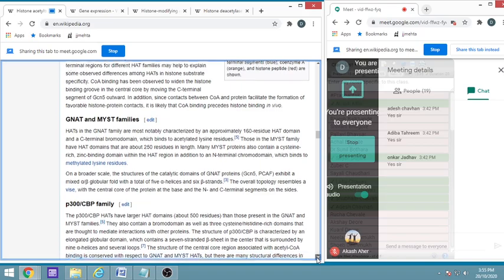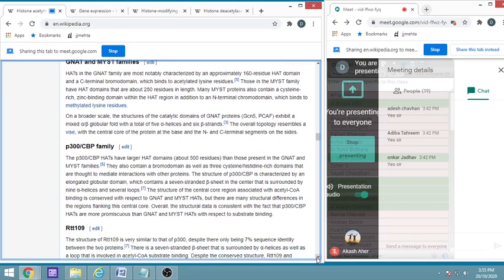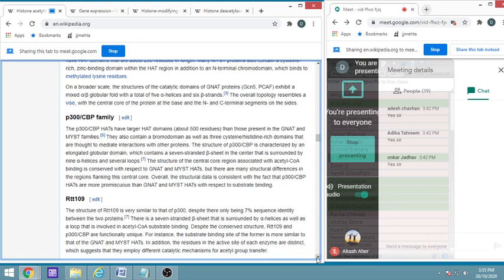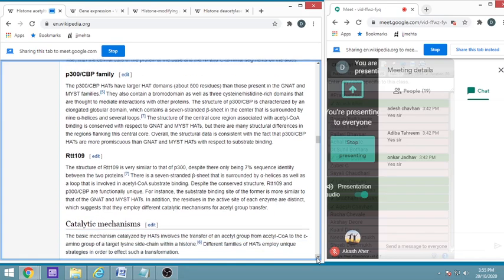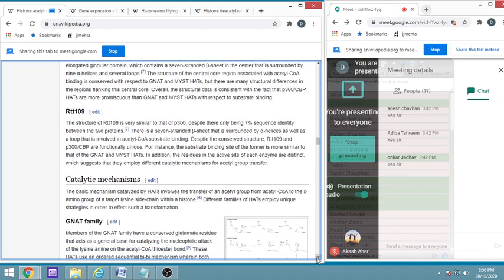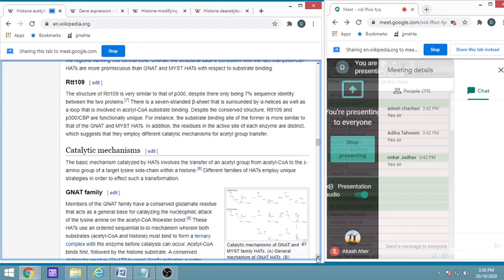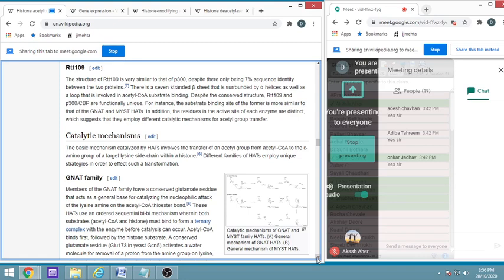We shall see only the important functions of these. I will not go into each and every kind of protein which is there. Only remember these names, like the P300/CBP family and the RTT109 family. And what mechanism are they using? There are families, as we have seen, the GNAT and MYST families. So what activities are they doing?